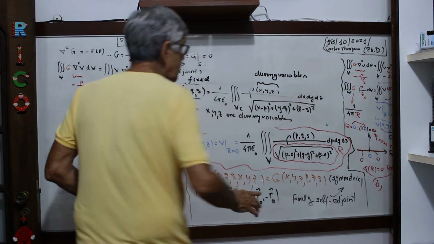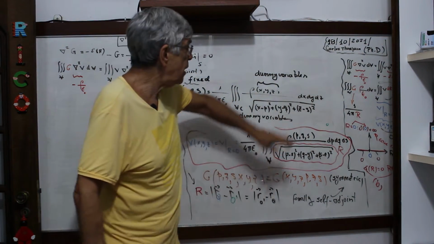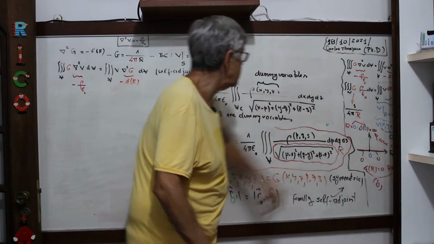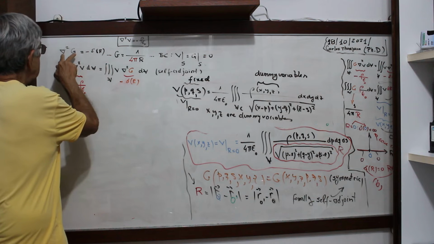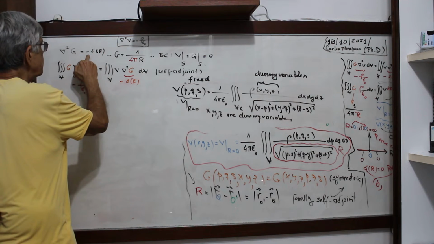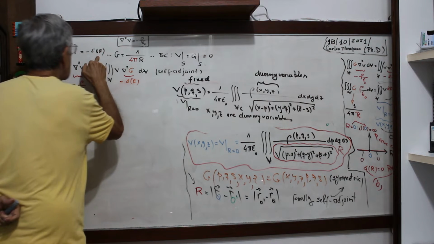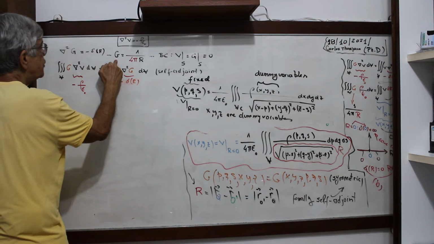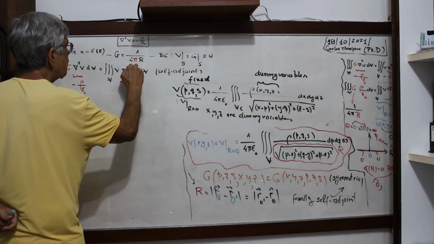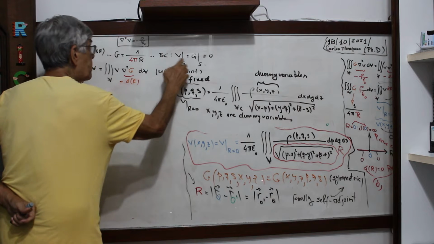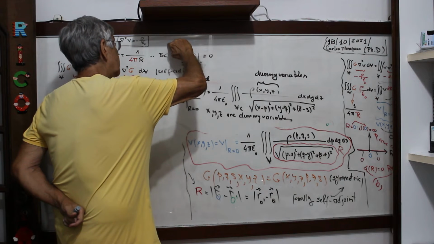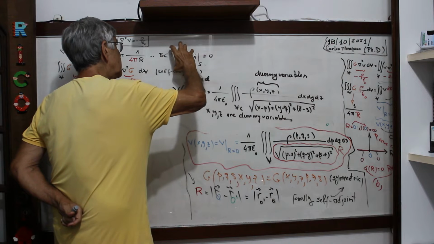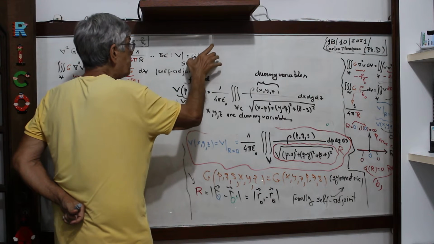Okay, let's conclude. I'll just copy from here to here. The Laplacian of G is minus delta of R, and G is 1 over 4 pi R. There's a boundary condition which is very, very important: the boundary condition V is known, and these are imposed.